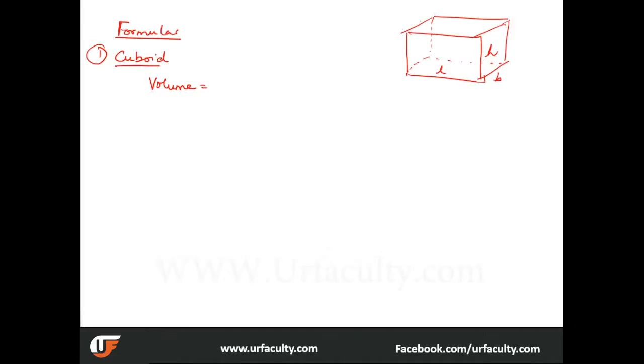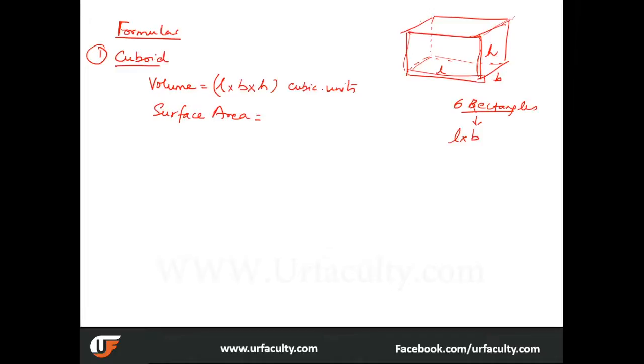So what is a volume? Volume is basically length into breadth into height in cubic units. Then what about the surface area, the outer region? How do you find that out? As I said, there are six rectangles. If there are six rectangles, what are the combinations that we see? Length into breadth, which is this portion, right? Length into height, this portion. And then there is breadth into height, which is this portion. Similarly on the other side. So LB, BH and HL. So that's why it is 2 into (LB plus BH plus HL) square units.